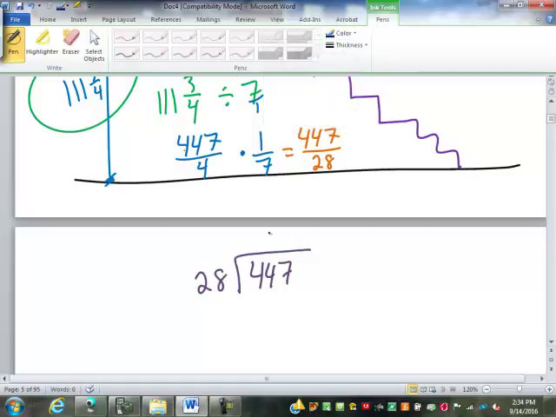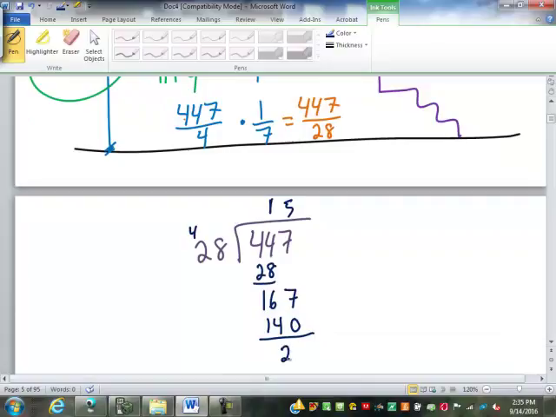So 28 goes into 44 once. That's 28. We subtract, we're going to get 16, bring down the 7. 28 goes into 167. Let's see here. Will it go 6 times? Not quite. It's going to go 5 times. 5 times 8 is 40, so 0, carry the 4. 5 times 2 is 10, plus 4 is 14. We got 27 left over. So that's 15 and 27/28.